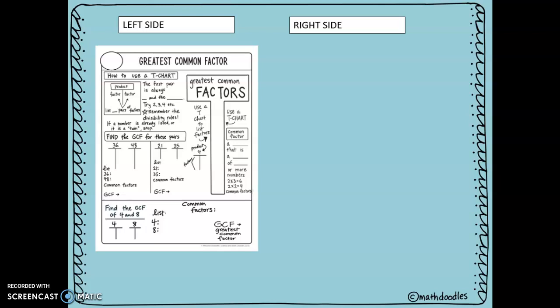Go to the crate and get the MPJ pages for Lesson 3. Set up your page so that this is on the left-hand side. Pause the video until you are ready to begin.